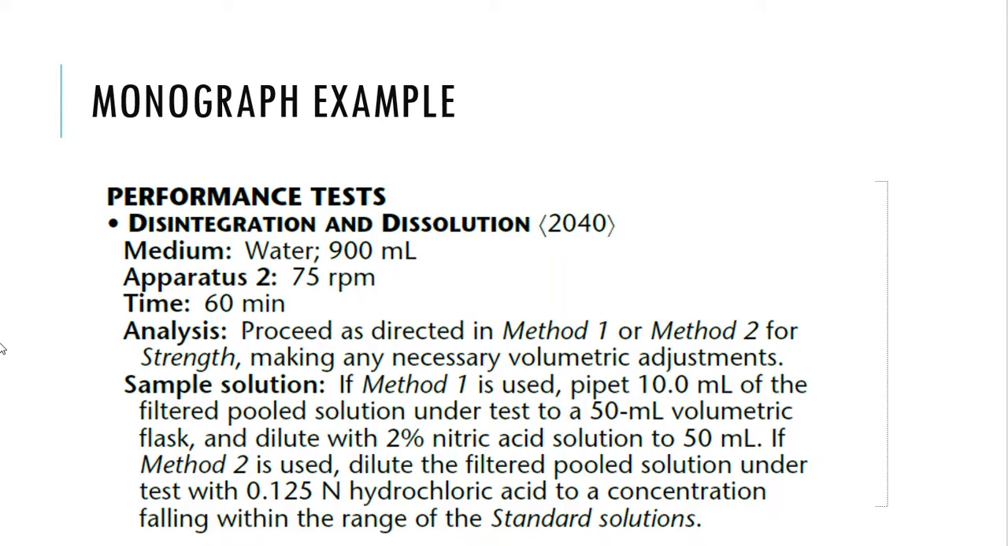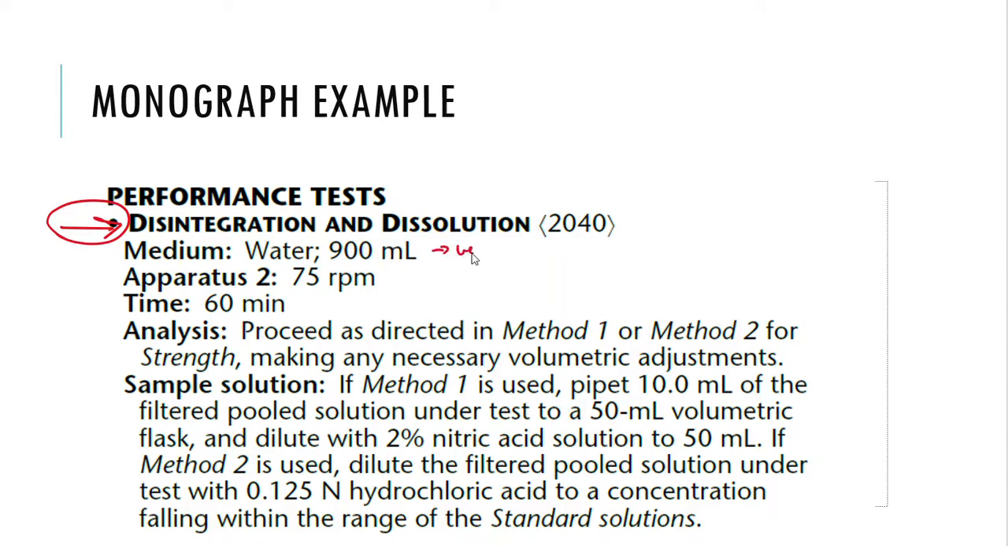So whatever pill that I pulled, there is an entry in the monograph, which is the page listing that this pill might be on. And up underneath the monograph, you will see a test. And this test says disintegration and dissolution. That's what we're doing. So it's going to give me the method parameters. It's going to give me a little bit of information about these two tests when I do them in the lab. So the medium, it says water, 900 mils.